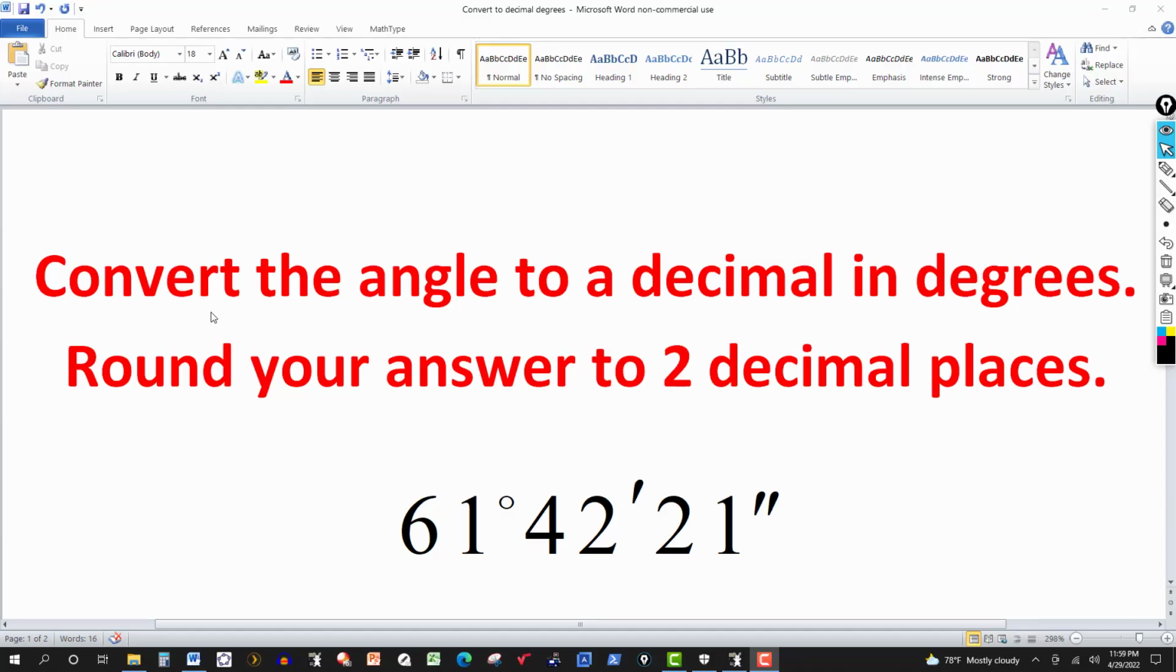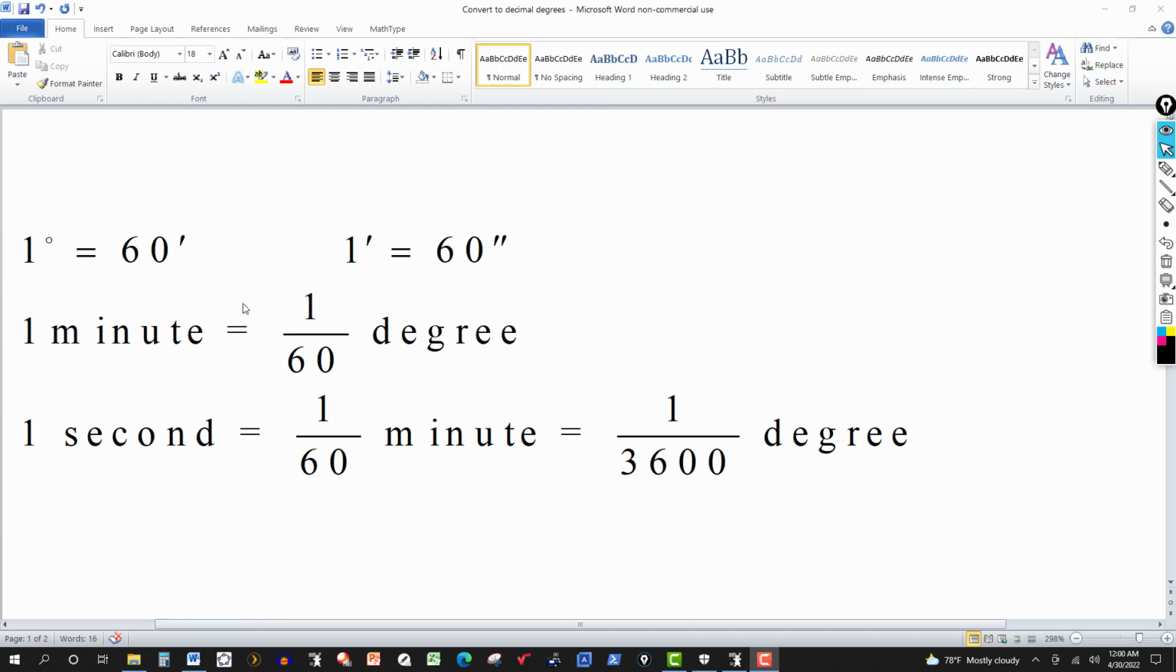So the problem is to convert the angle to a decimal in degrees, round your answer to 2 decimal places. So we have 61 degrees, 42 minutes, 21 seconds. And this is what we know.